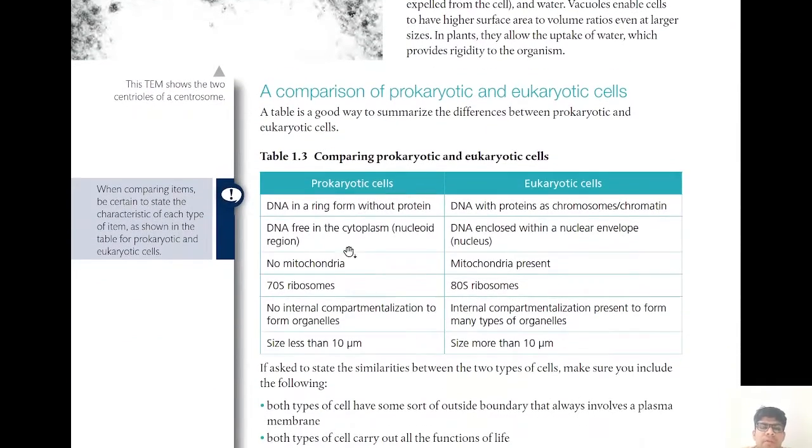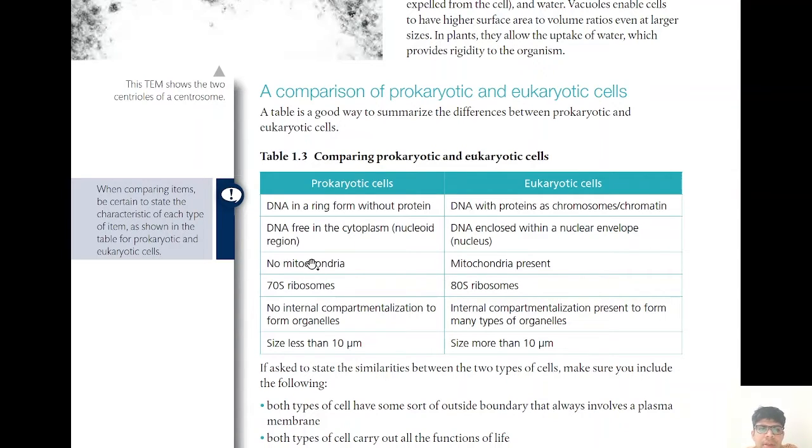So here we have some differences comparing prokaryotic and eukaryotic cells. Prokaryotic cells have DNA in ring form without protein, and eukaryotic cells have DNA with protein as chromosomes or chromatin. Prokaryotic DNA is free in the cytoplasm, and here we have DNA enclosed with the nuclear envelope, the nucleus.